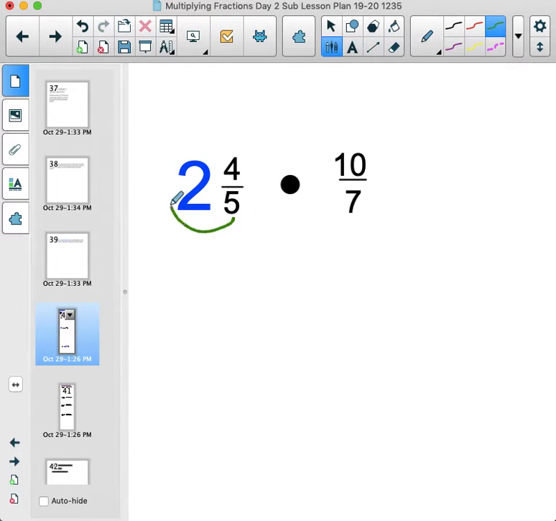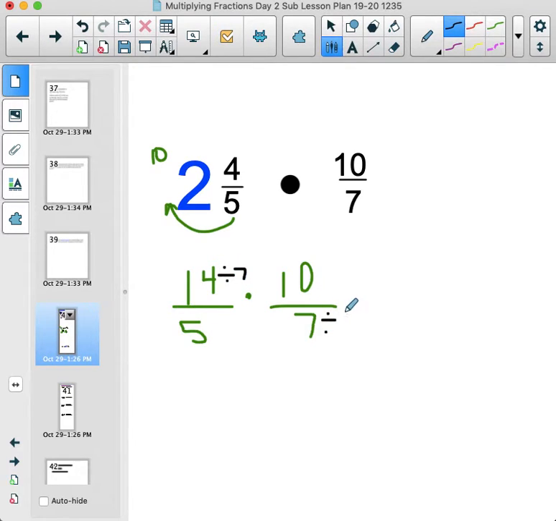All right, you have to get mad. You're going to take 2 times 5, which is 10. You're going to add 4, which is the numerator. That's 14 fifths times 10 sevenths. I chose these numbers for a particular reason. For example, I know that 7 goes into 14 and 7. So I'm going to divide both the numerator and denominator by 7. 14 divided by 7 is 2. 7 divided by 7 is 1.